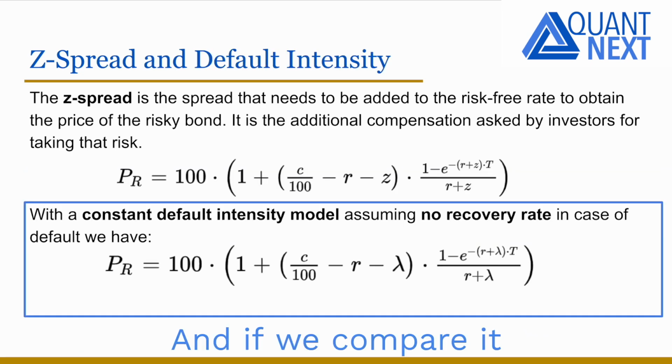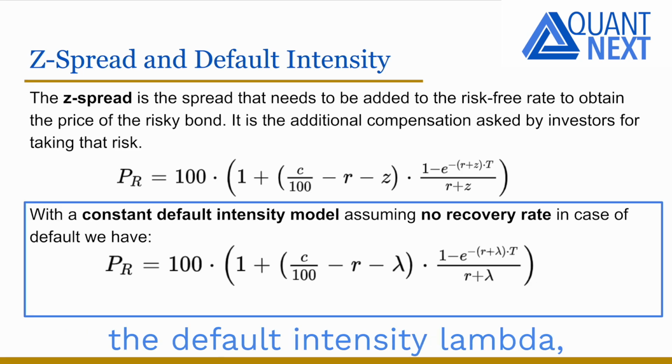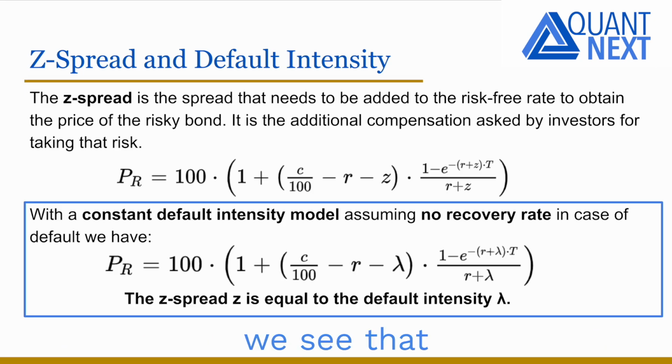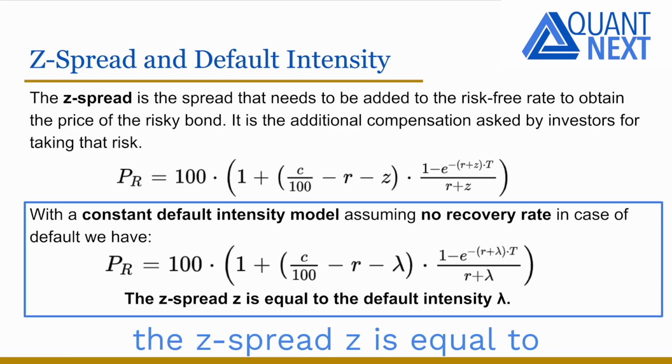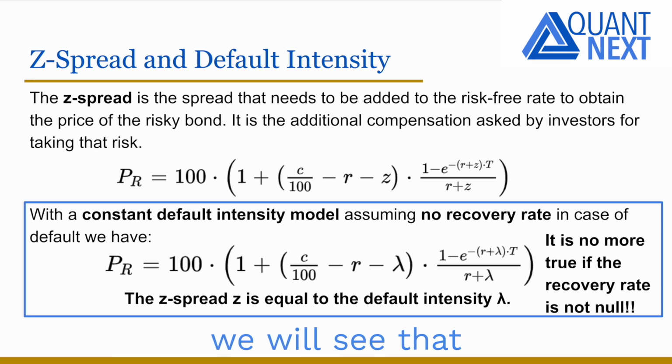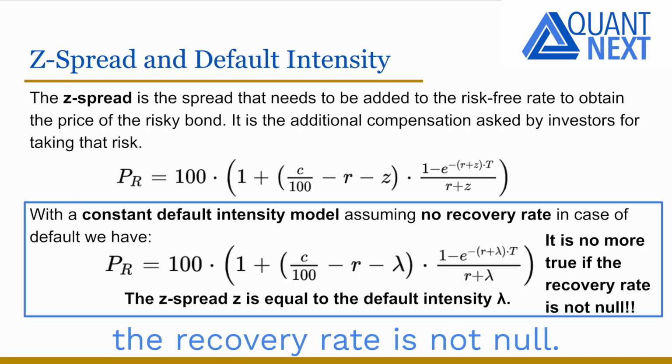And if we compare it with the expression of the bond price as a function of the default intensity lambda, assuming that there is no recovery rate in case of default, we see that the Z-spread Z is equal to the default intensity lambda. In the next video, we will see that this is no more true if the recovery rate is not null.